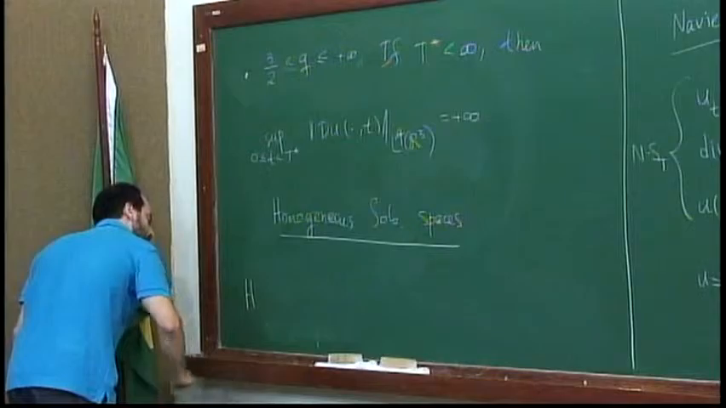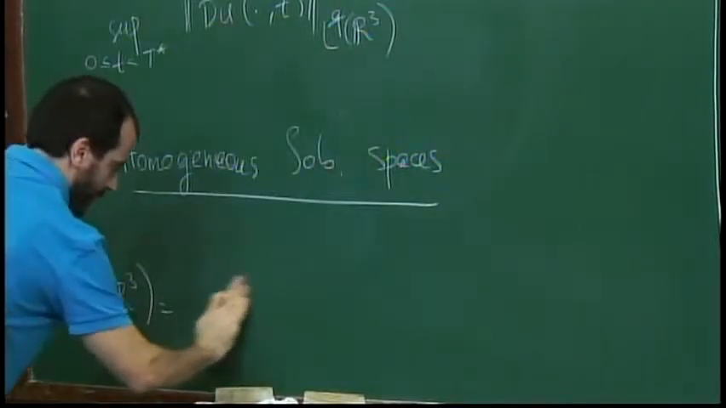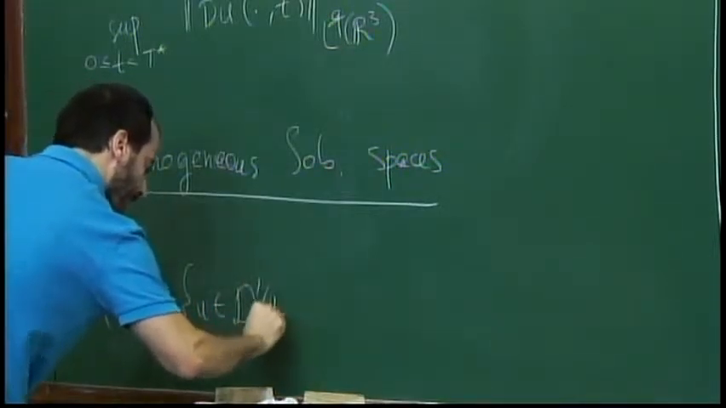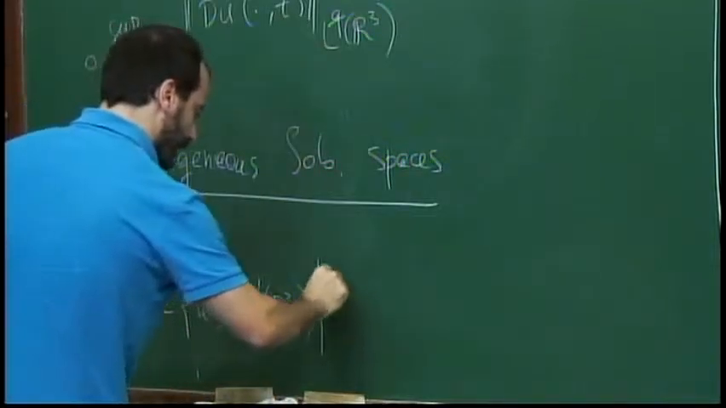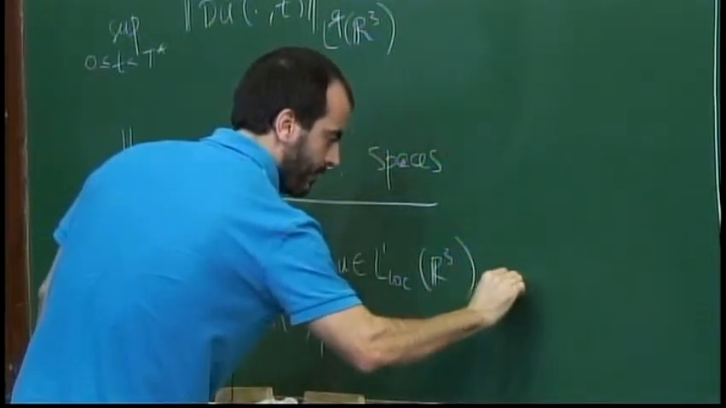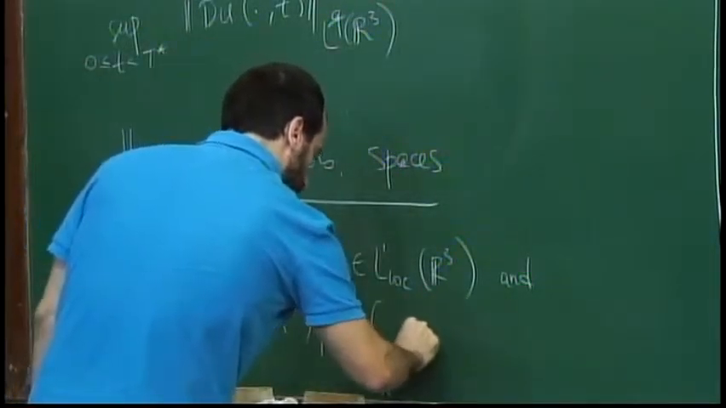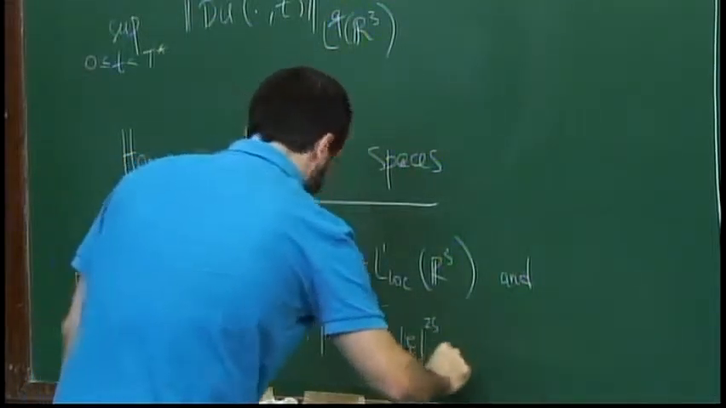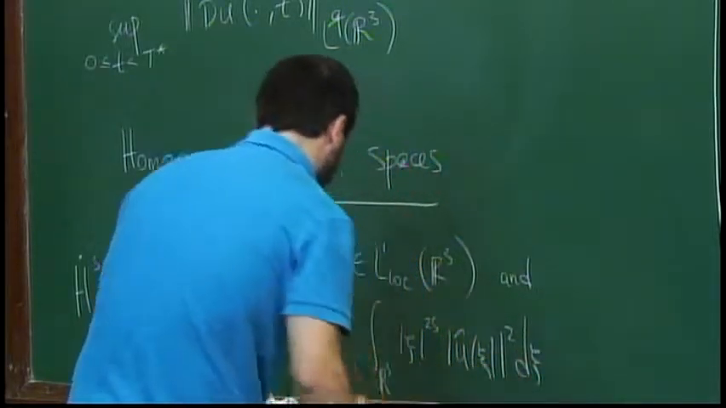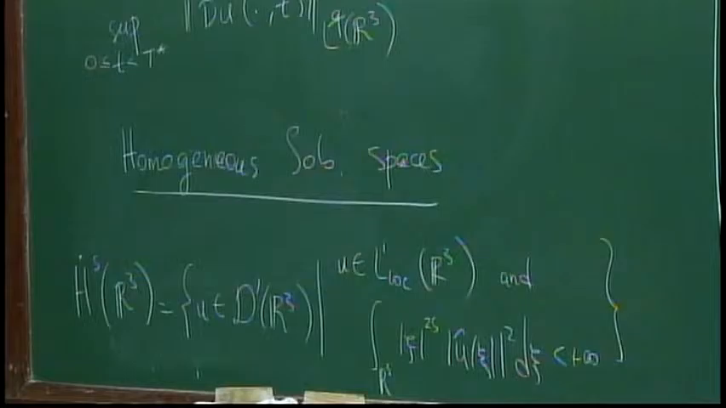These are defined as H dot S of R3 as the set of tempered distributions U in R3 for which U hat is L1 loc and the integral in R3 of psi to the 2s times U hat squared d psi is finite. Here, as usual, U hat is the Fourier transform of U.